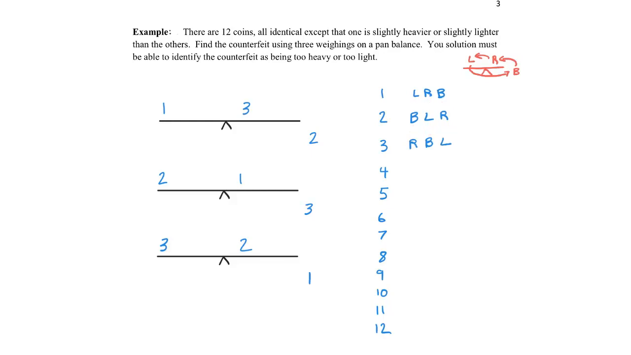Now, we also have to worry about when our counterfeit is too light. The ones that we wrote down so far, these combinations right here, are for when our counterfeit is too heavy. So let's write down the scenarios for when our counterfeit is too light. To do this, we have to switch the L's to R's and R's to L's. So for coin 1, it would be R, L, B. The B stays the same. For coin 2, it would be B, R, L. And for coin 3, it would be L, B, R.